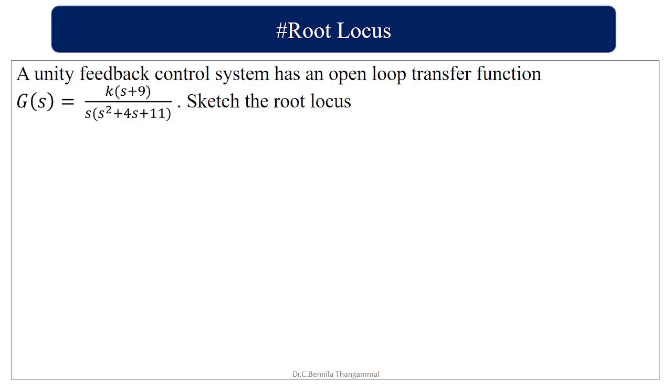A unity feedback control system has an open loop transfer function G(s) = K(s + 9) / (s(s² + 4s + 11)). Sketch the root locus. We have already seen in a previous lecture how to solve this problem and find the values in a step-by-step manner.